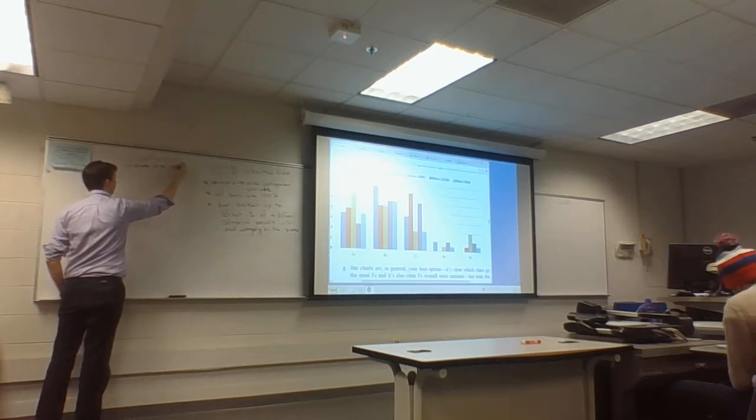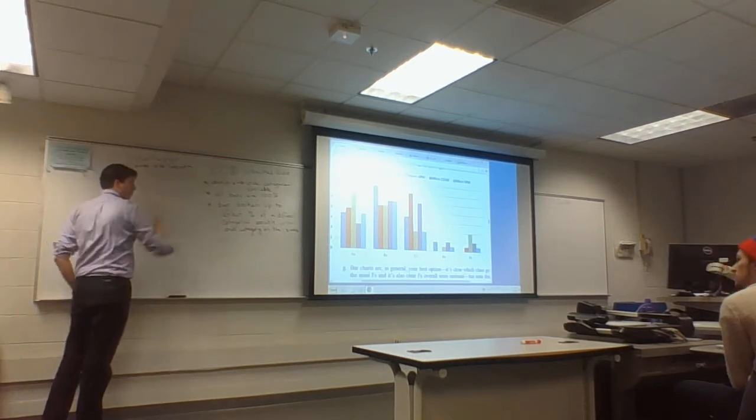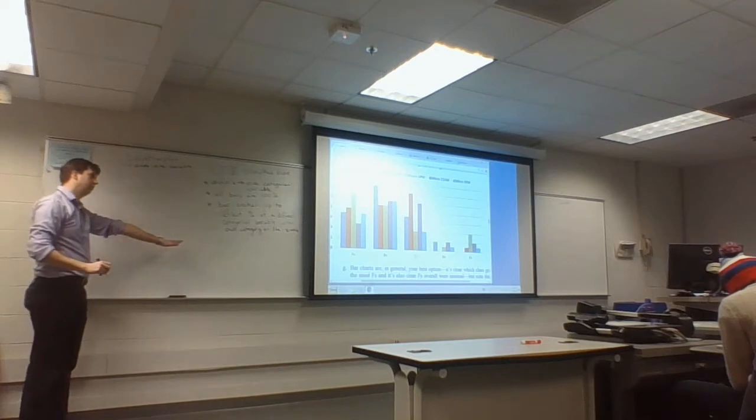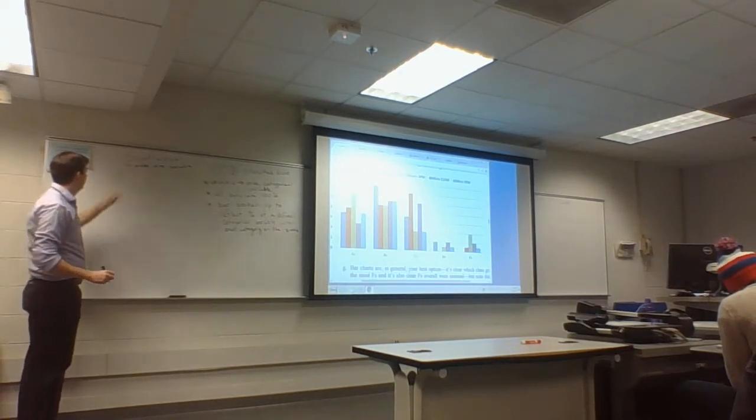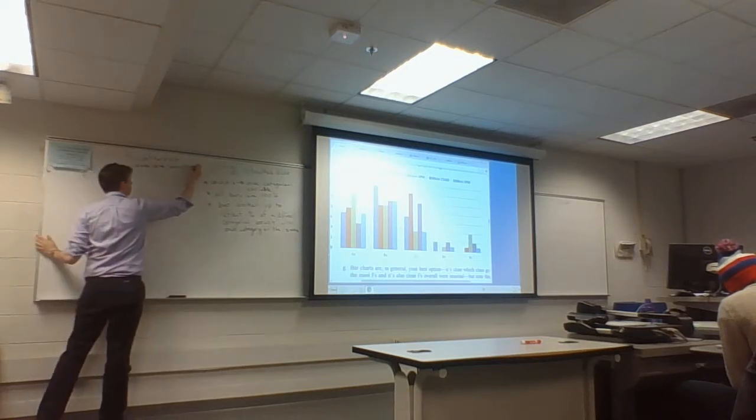So notably, the axes are variables. Both axes are variables. Before, only one of them was. The other one was maybe frequency or percent. In a scatter plot, both axes are variables.